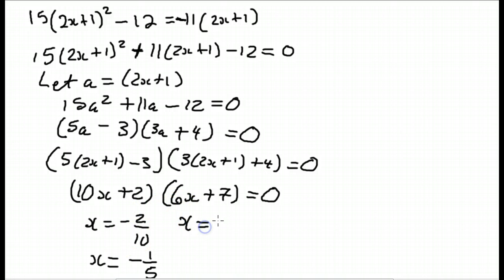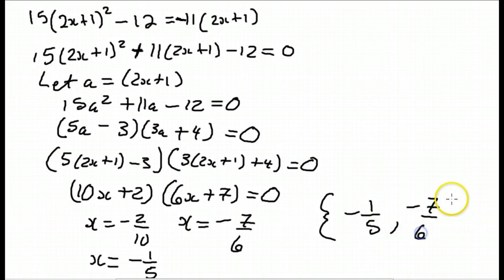And this is equal to, x is equal to negative 7/6. Solution set. Okay, set brackets, right? Brace brackets. Negative 1/5, negative 7/6. And I leave it as an exercise to you to substitute that in and check it if you so desire. Okay, this completes linear and solving quadratics by factoring.